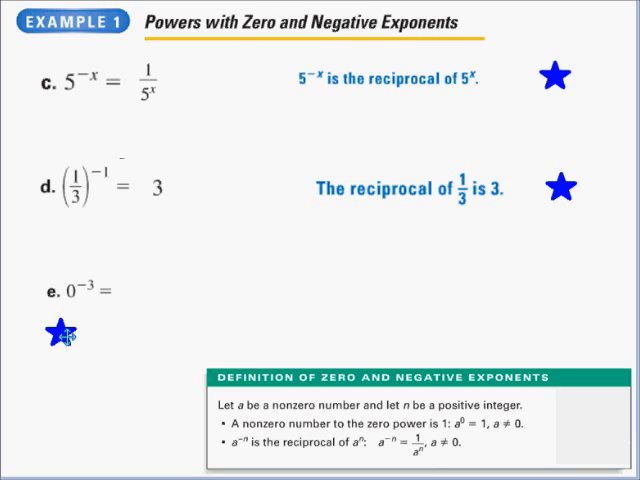And in letter E, we have 0 to the negative 3. And if you remember our rules, we said a cannot equal 0. So that means 0 has no reciprocal. So this answer is undefined.